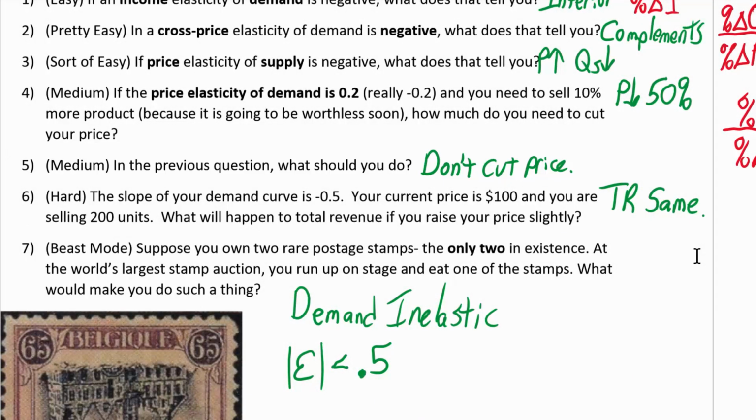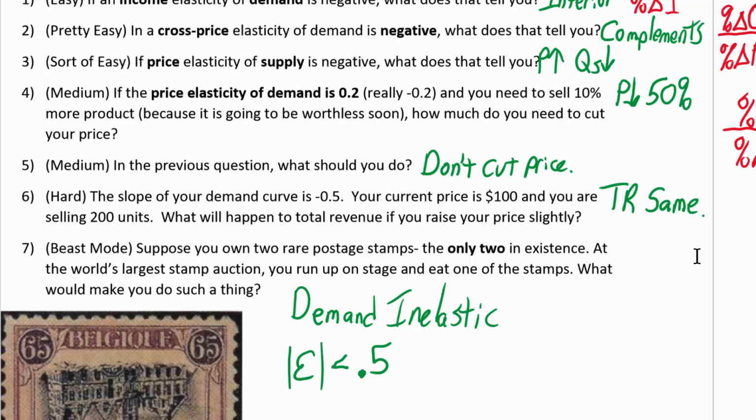So if you have some good in your warehouse and it's going to go rotten if you don't sell it, and the only way to sell it would be to cut the price. And we're not talking about cutting the price of just that additional 10%. We're talking about assuming you have to cut the price of all of the merchandise that you're selling by 50%. Don't do it. Why not? Well, because your total revenue is going to be going way down.